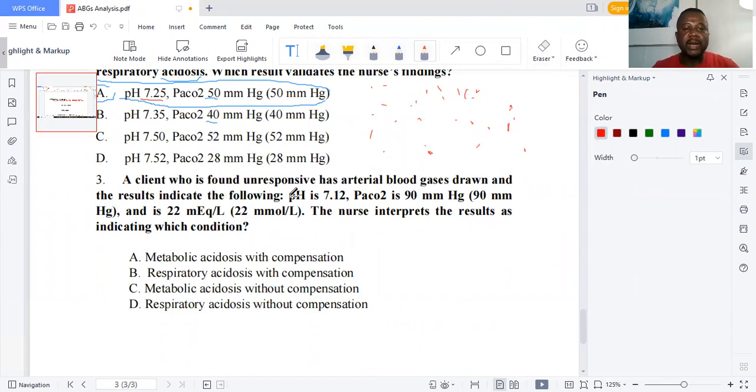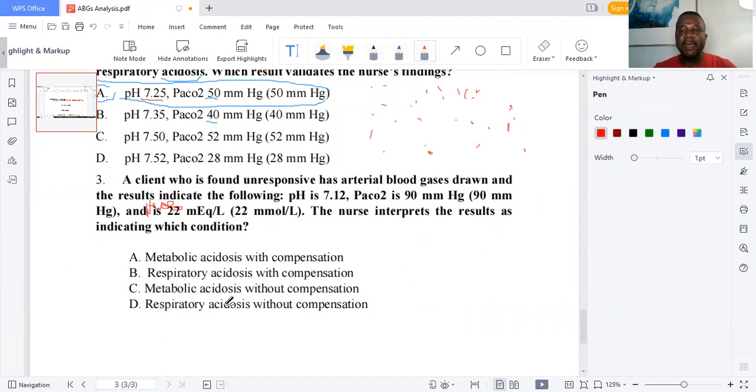A client who is found unresponsive has arterial blood gases drawn and the results indicate the following: pH is 7.12, carbon dioxide is 90, and bicarbonate is 22. The nurse interprets the result as indicating which condition? A, metabolic acidosis with compensation; B, respiratory acidosis with compensation; and so on.